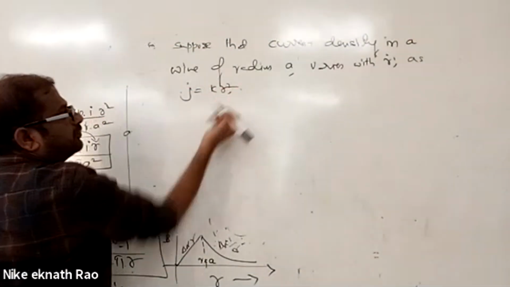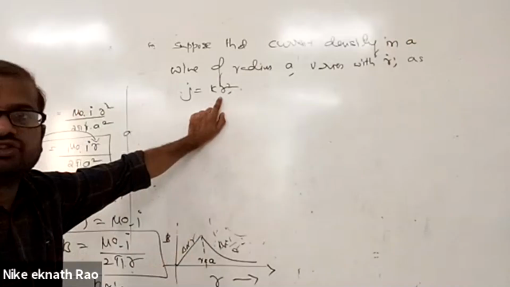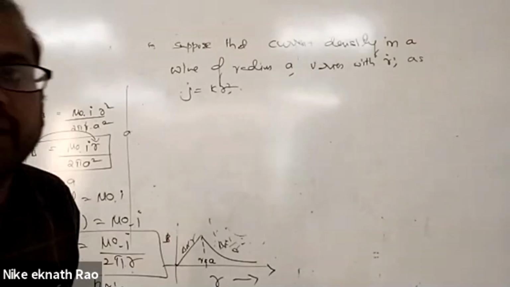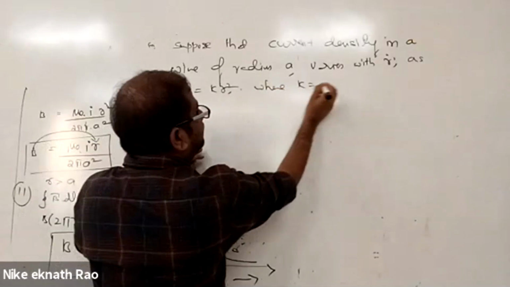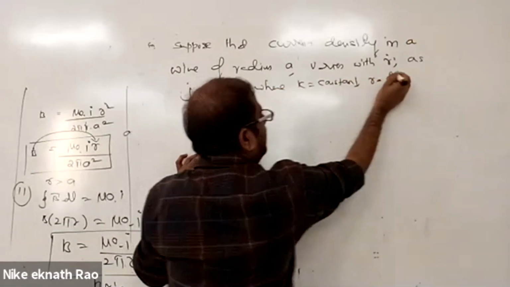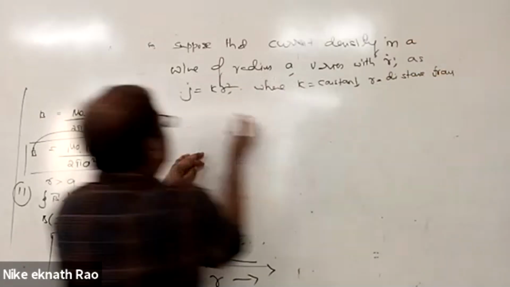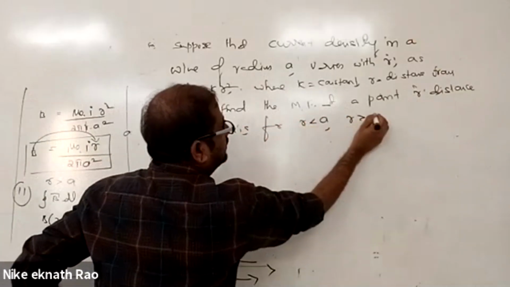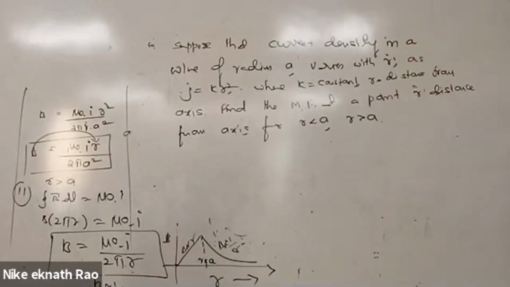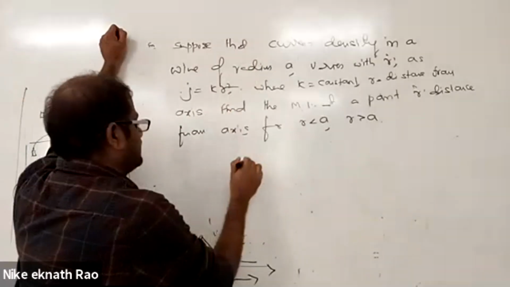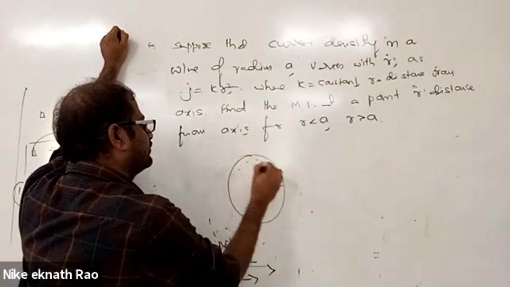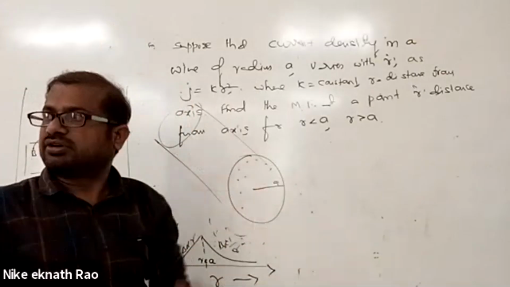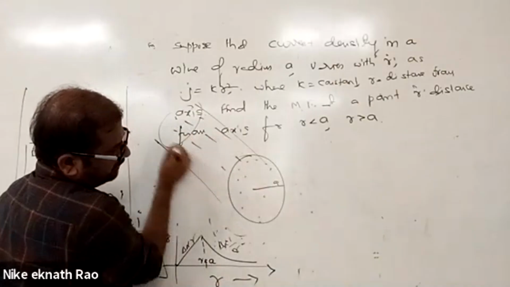Some k into r square. The current per unit area is not constant. It is a function of r that is changing. Before, the current per unit area was constant. So here J is equal to k r square, where k is a constant and r is the distance from the axis. We need to find the field for r less than a and r greater than a. The cross section of the conductor is this one of radius a. Of course, current is coming out along the conductor. So your currents are now flowing here, in a uniform cross section.